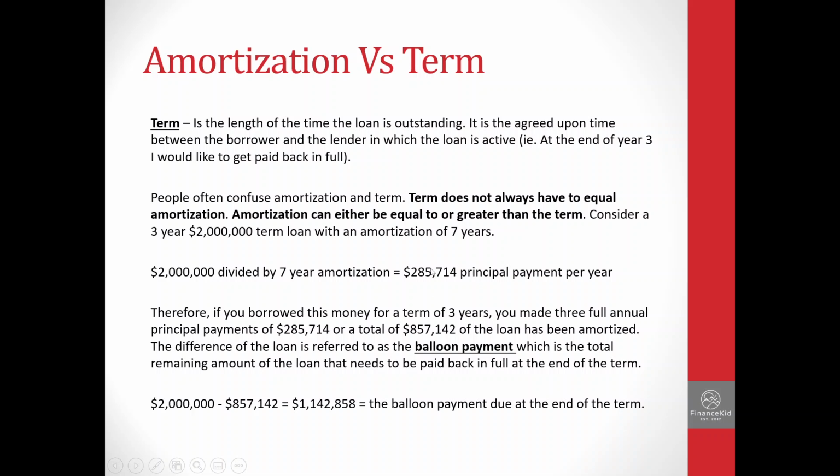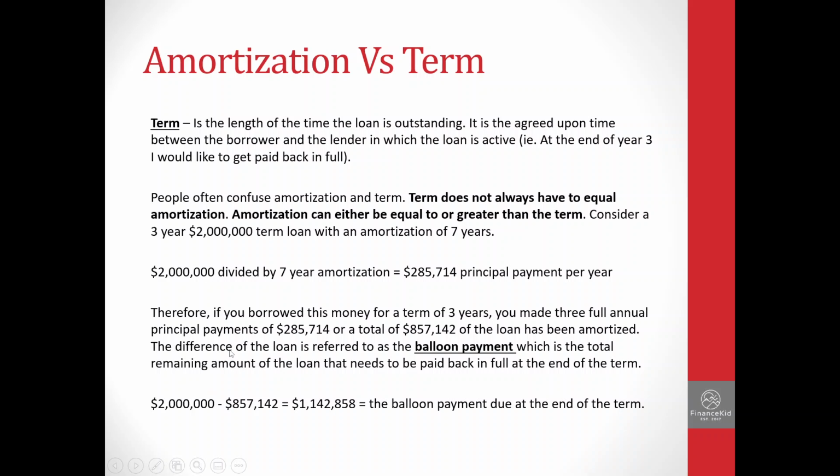So at the end of the 3 years, whatever the outstanding loan balance is gets paid back in full at the end of that term. And that is what is referred to as the balloon payment. So whatever's outstanding, if it doesn't nil out and doesn't get fully paid down throughout the course of the term, then whatever outstanding amount is at the end of the loan is the balloon.